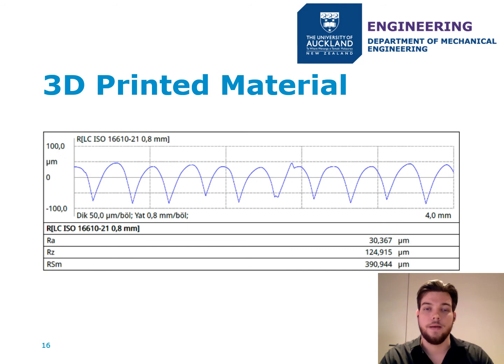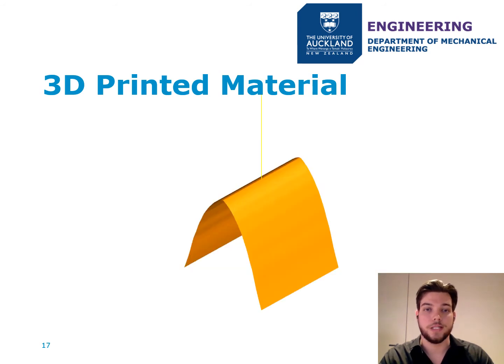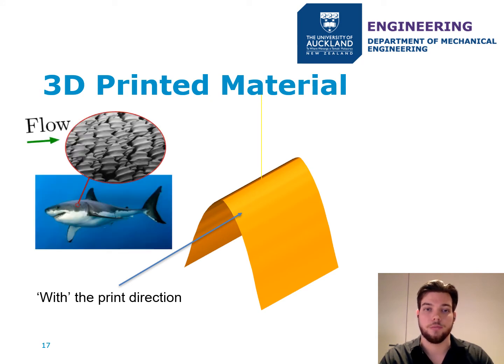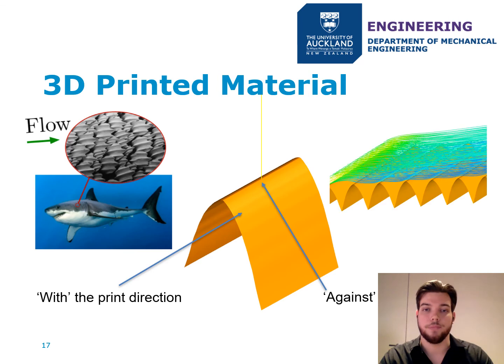To test this, we obtained a surface profile of a 3D printed material, which had a roughness height of around 110 micrometers. We expect that, with the print direction, the material should act similarly to shark skin riblets, which reduce drag below that of a smooth wall. Against the print direction, we expect a higher drag, as the flow is effectively bumping into each of the roughness elements along the flow direction.